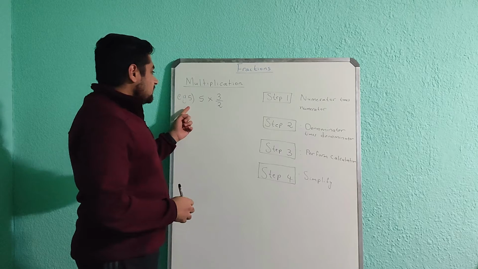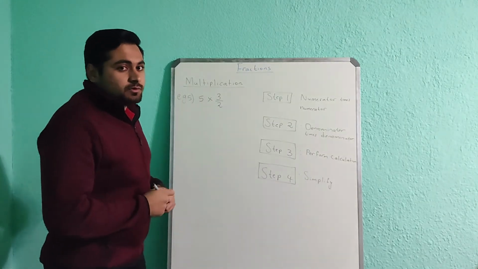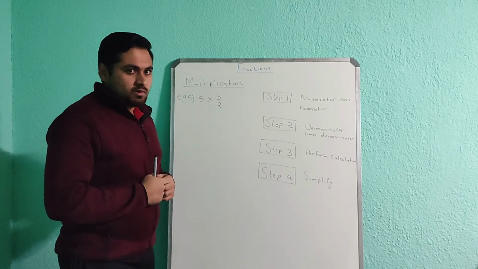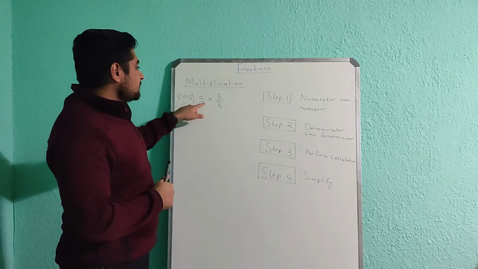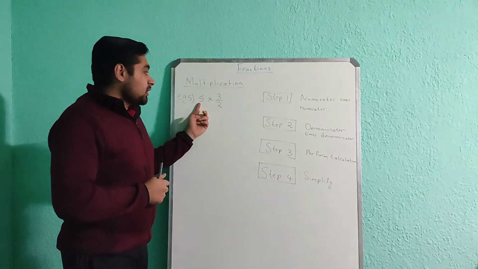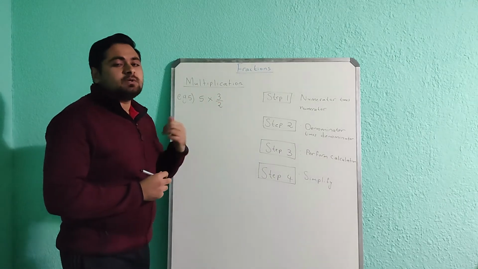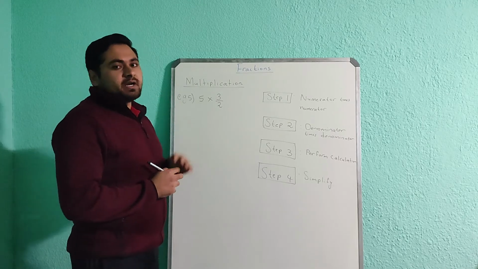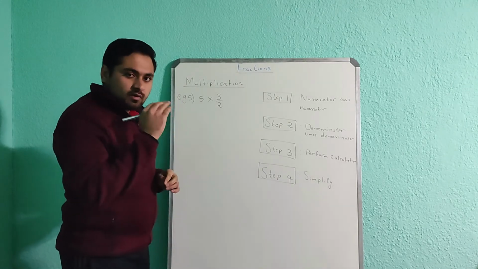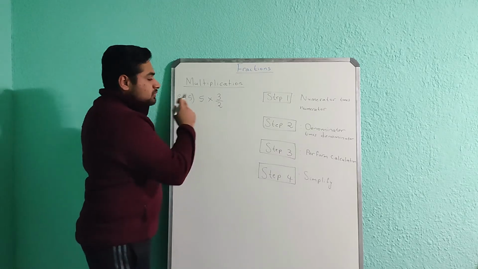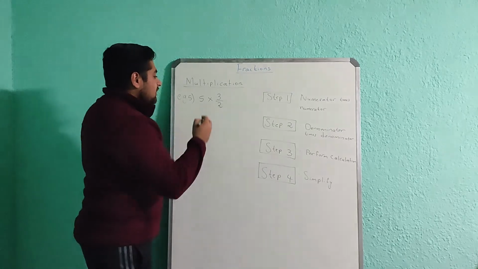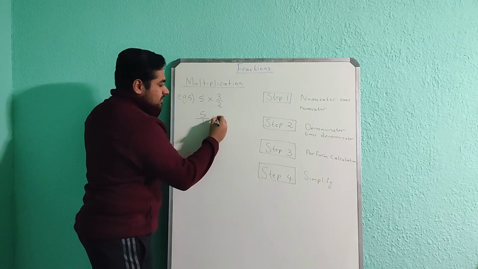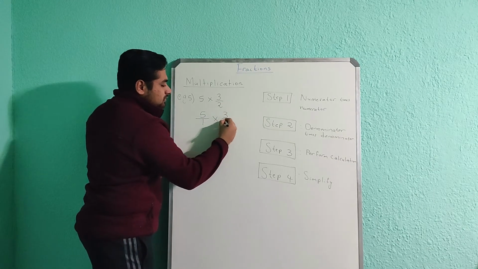Example 5 says 5 times 3 over 2. Example 5 is similar to example 4. In example 5, we got 5 standing on its own times 3 over 2. So as we discussed before, if there is a number standing on its own, then it's your numerator. Then you write it as numerator over 1. Therefore, first we need to convert this into a fraction. So we write this as 5 over 1 times 3 over 2.